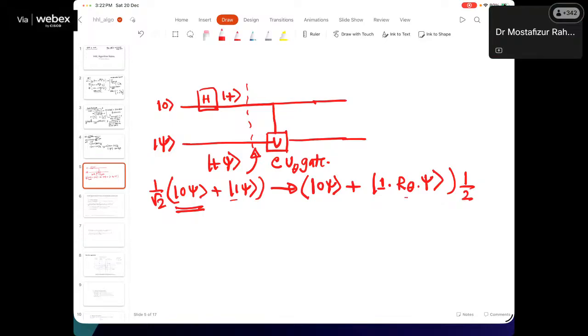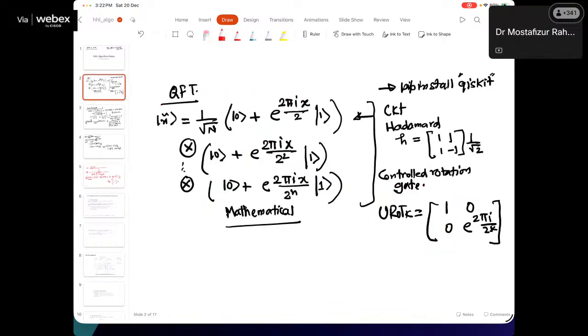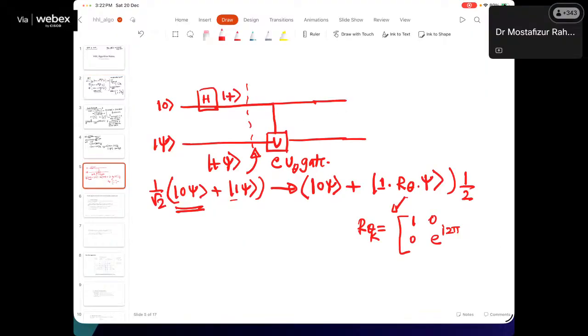So this R theta, if it is R_k, for example, then it is the matrix [1 0; 0 e to the power 2 pi i by 2 to the power k]. So this was the definition, e to the power 2 pi i by 2 to the power k, is the gate representation.